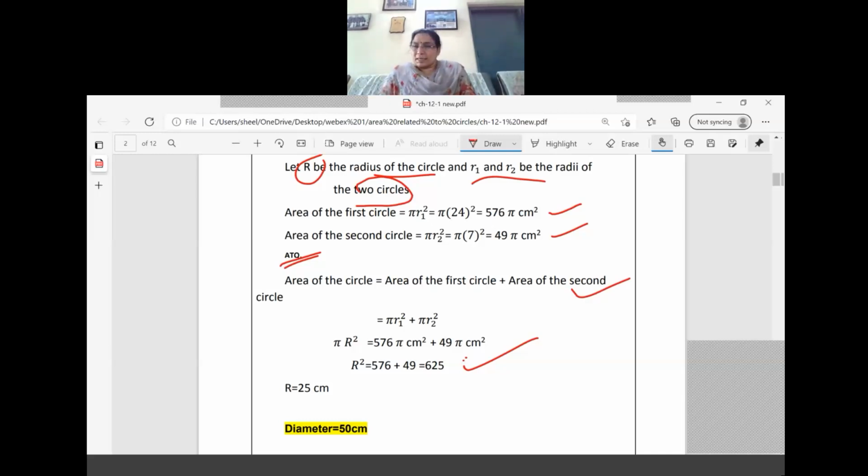Area of the required circle equals area of the first circle plus area of the second circle. Formula is a very normal formula, easy formula only. So pi r square equals pi r1 square plus pi r2 square. Pi will get cancelled. Then we are going to calculate the radius. After the radius, what we have to do? We have to go for diameter.